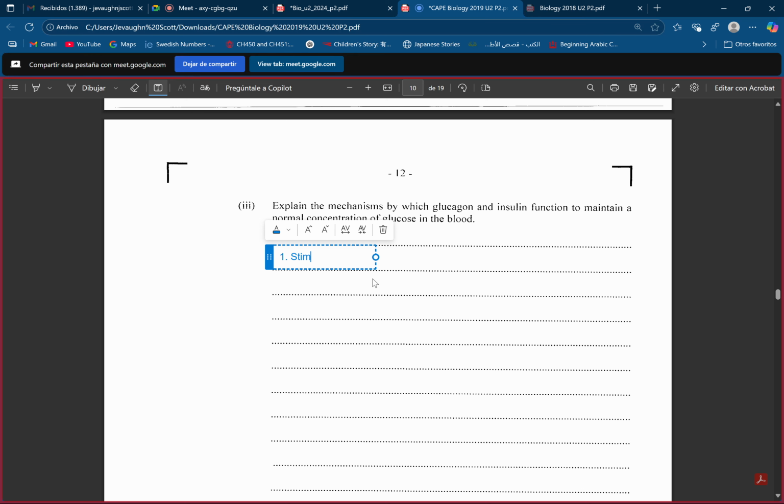So we're looking at the stimulus slash detection. So what stimulus are we looking for? Okay, so we're not putting detection there. Alright, so we're looking for a rise in blood glucose levels. What does glucagon do? What does insulin do? Insulin and then glucagon, because glucagon comes first in the question. Go ahead.